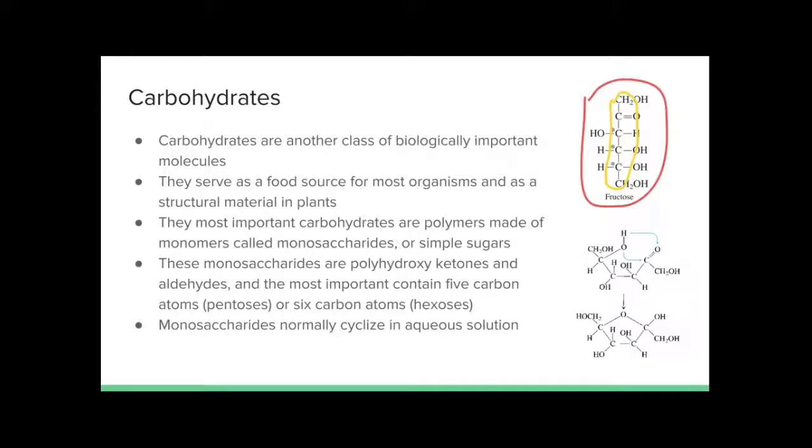Monosaccharides normally cyclize in aqueous solution, which means that they form a ring. In order to do this, they form the ring shape seen here, and then the hydrogen atom and oxygen atoms in this part will bond, and a bond will form between the oxygen atom and the carbon atom here, forming a new OH substituent group on the right, and a new oxygen-carbon bond right there.